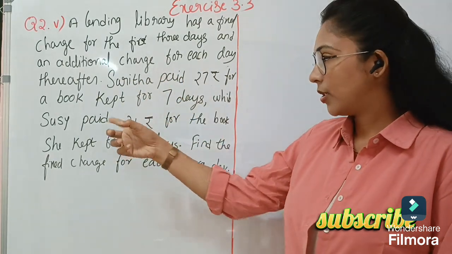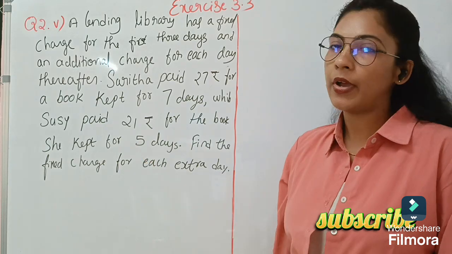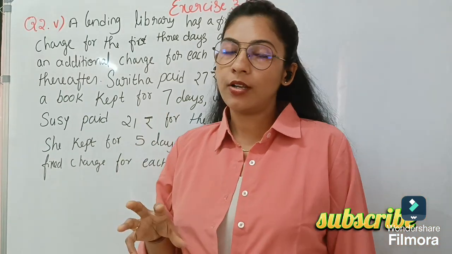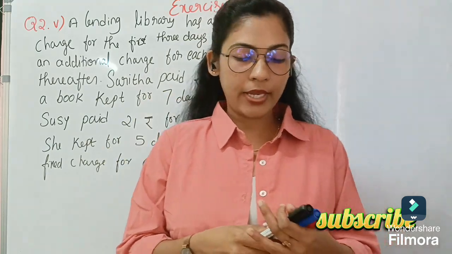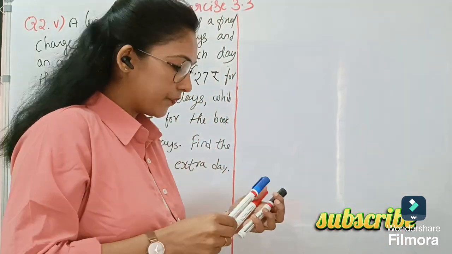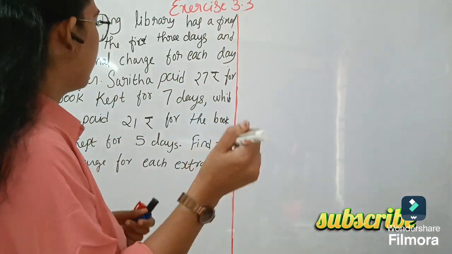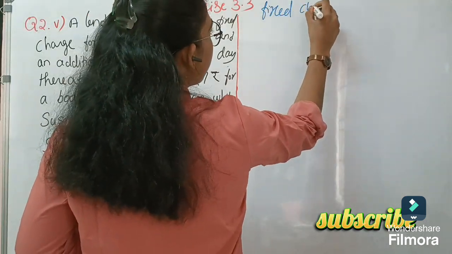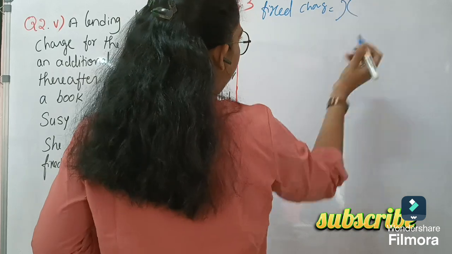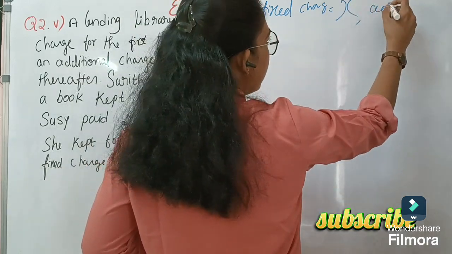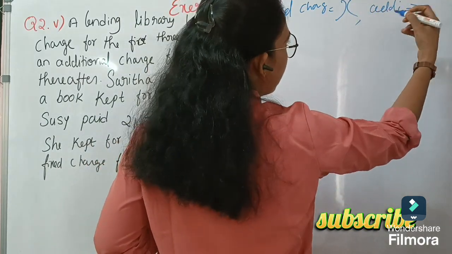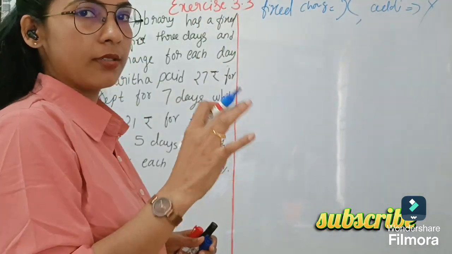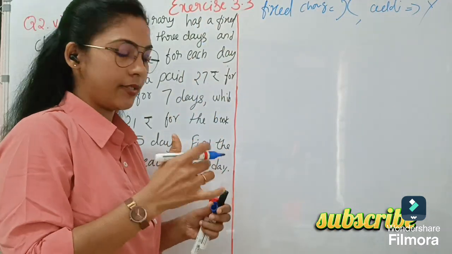Then Susie paid 21 rupees for 5 days. So we have to find out the fixed charge and the extra charge. This is the question. Now the fixed charge is taken as X and the additional charge, or the charge per day, is taken as Y. Two parameters, or two variables, X and Y.